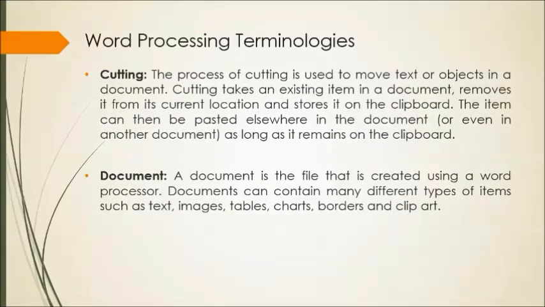Cutting. The process of cutting is used to move text or objects in a document. Cutting takes an existing item in a document, removes it from its current location, and stores it on the clipboard. The item can then be pasted elsewhere in the document or even in another document, as long as it remains on the clipboard. Document is the file that is created using a word processor. Documents can contain many different types of items such as text, images, tables, charts, borders, and clip art.